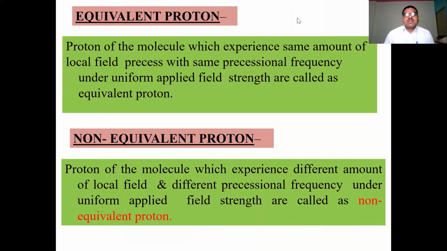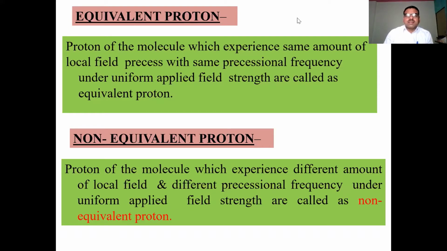First of all, equivalent protons. Protons of the molecule which experience the same amount of local field, precessing with the same precessional frequency under the uniform applied field strength, are called equivalent protons. You may find it a little tough to understand the concept from this definition, but I will try to show it in a very simple way. What do you mean by the environment of a particular proton? If you know the environment of that proton, then you can understand whether the protons attached to the carbon atoms are the same or different.